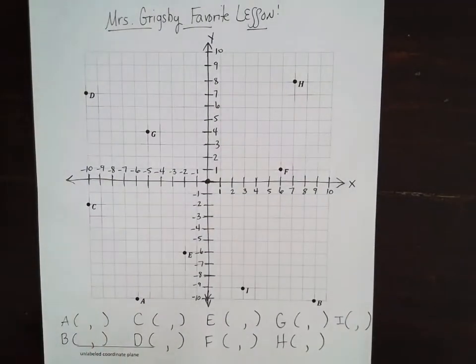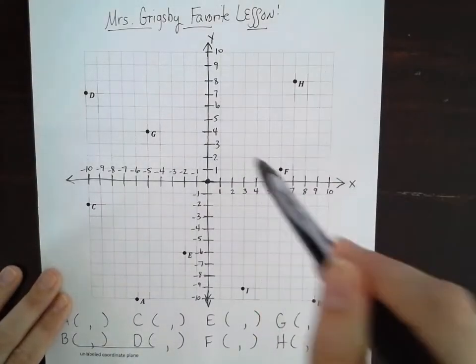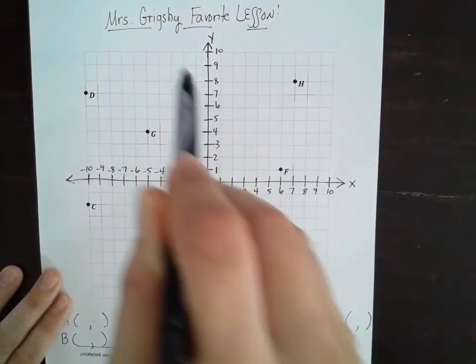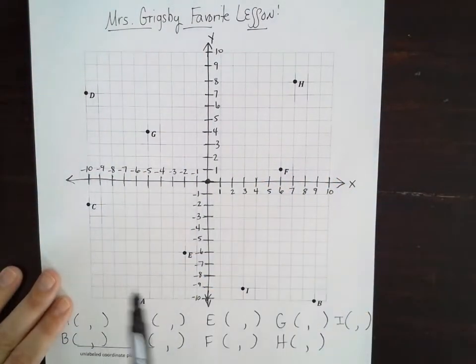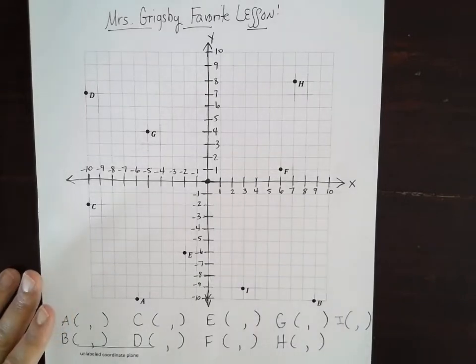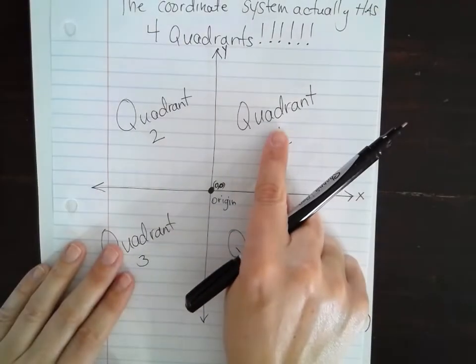We have our 4 quadrants. What quadrant is this? That's right, quadrant 1. Remember, I'm going to go counterclockwise. So this is quadrant 2. Very good. This will be quadrant 3, and this will be quadrant 4. Very good.